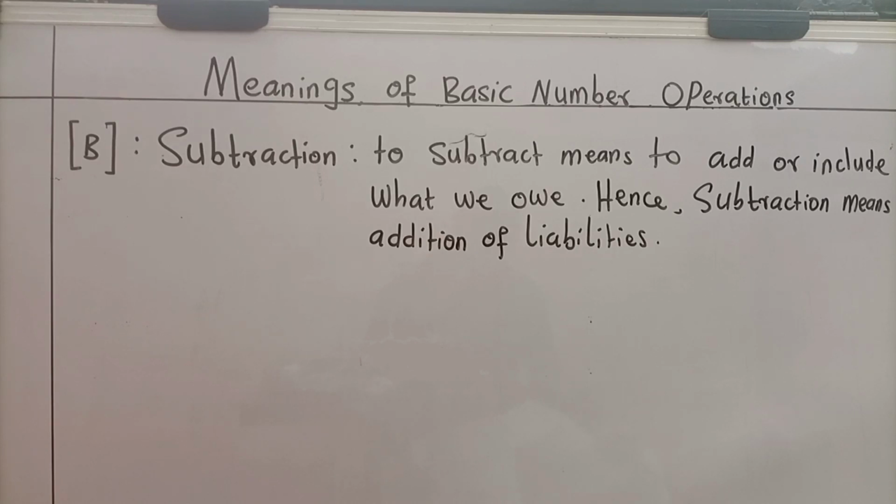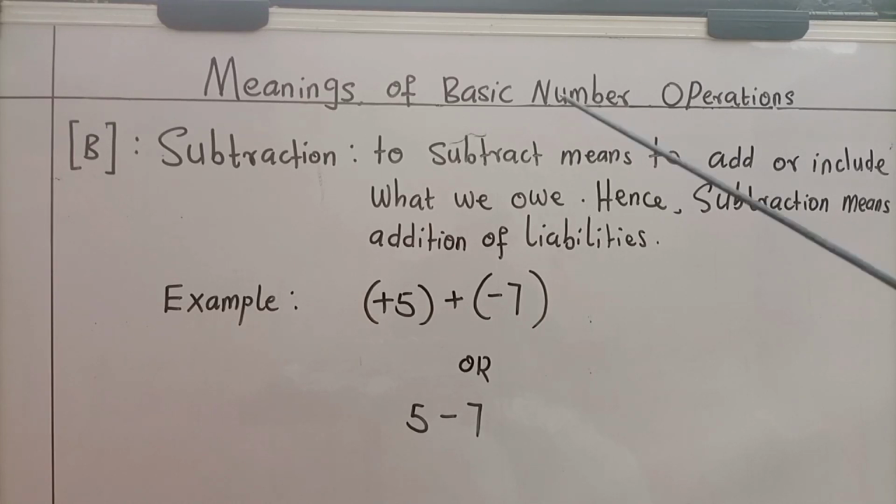Sometimes when you add liabilities, you add them to other liabilities. And sometimes when you add liabilities, you add them to assets. So whether we are adding liabilities to liabilities or adding them to assets, addition of liabilities is what is called subtraction. Let us illustrate with a simple example.